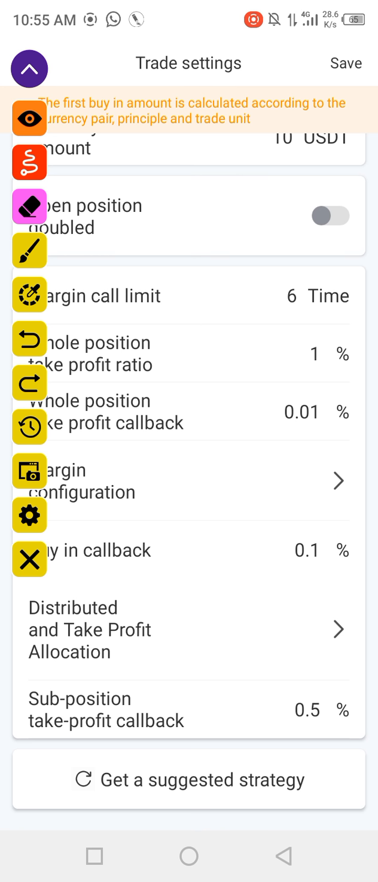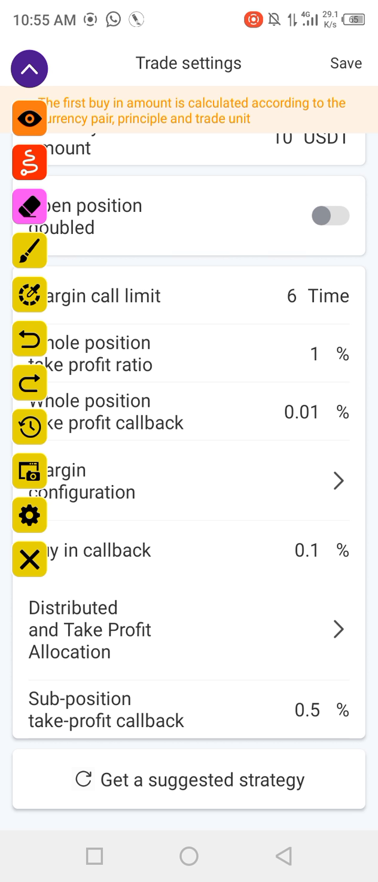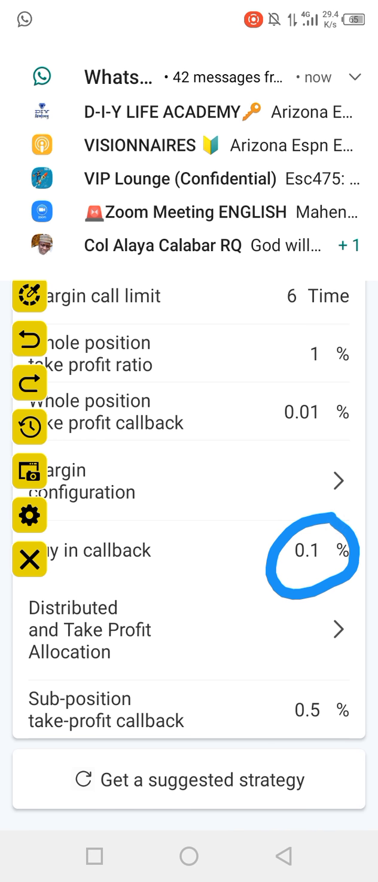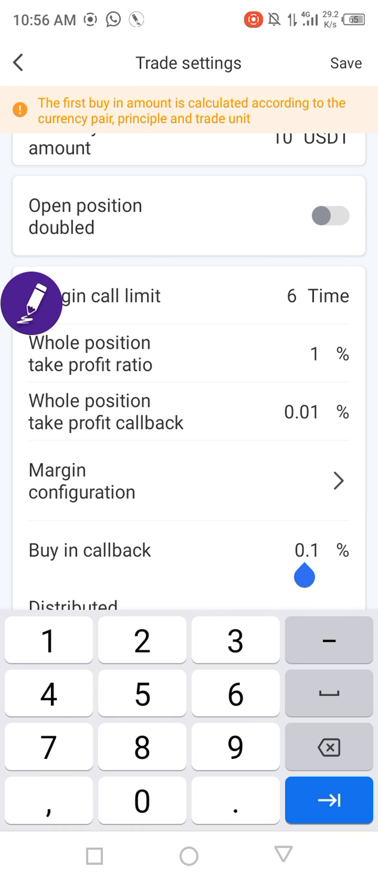So let's look at buy in callback. Let's look at buy in callback 0.1. Actually, you can increase this one. 0.1 is too small. You can put this one to 0.4 or 0.5. Okay, let's leave it at 0.5.